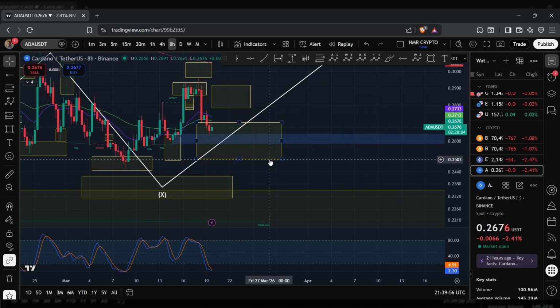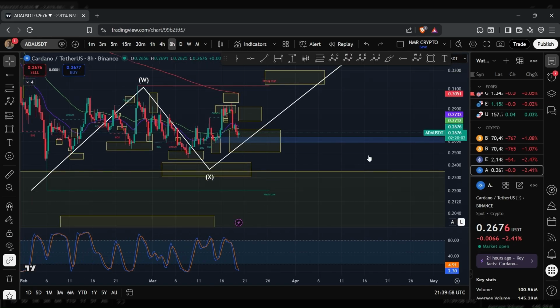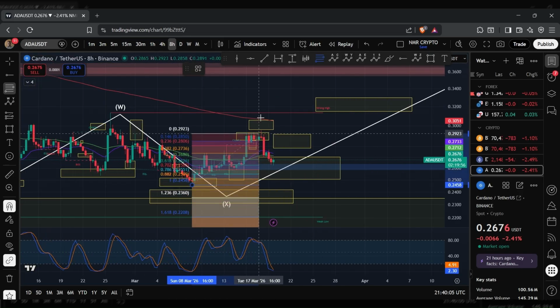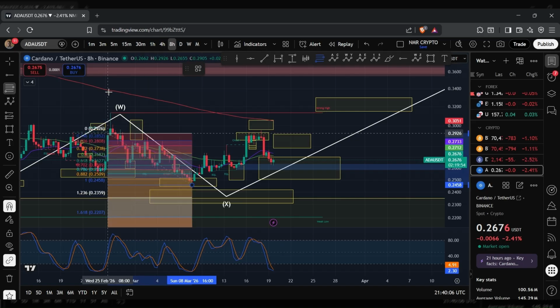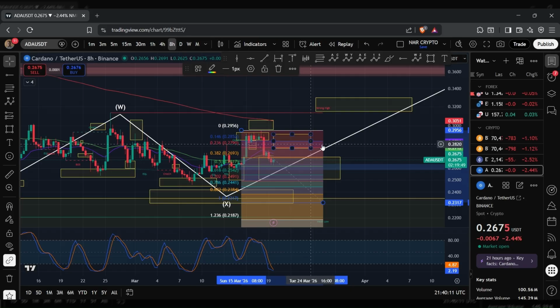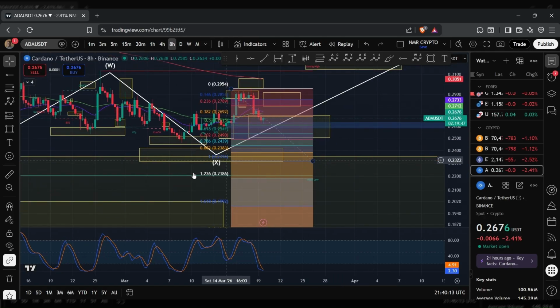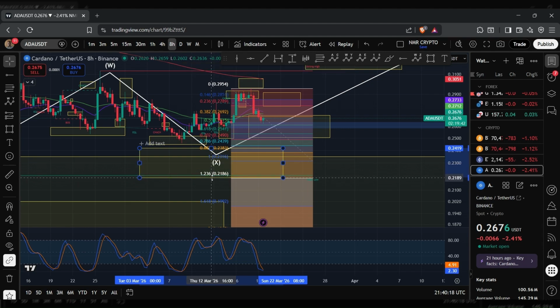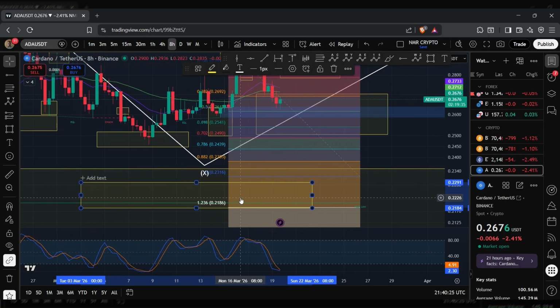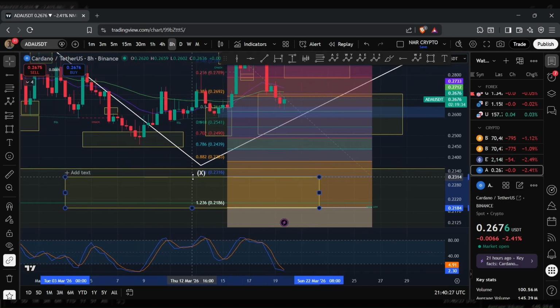time break below this level to confirm that we have a deeper correction forming made up of a bigger WXY structure. And so bringing in the fib tool, bringing this to 29.55 cents, what we could see is ADA tap into this range between 21.86 cents to 23.16 cents, or this range here.